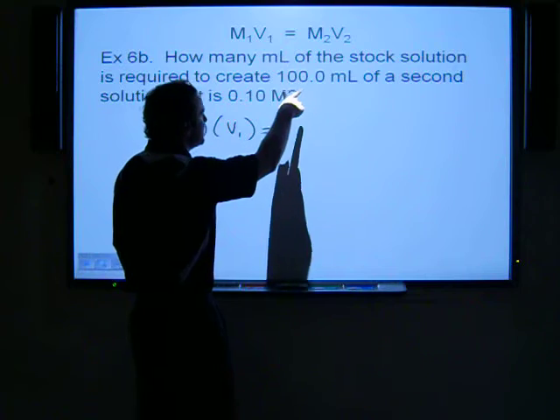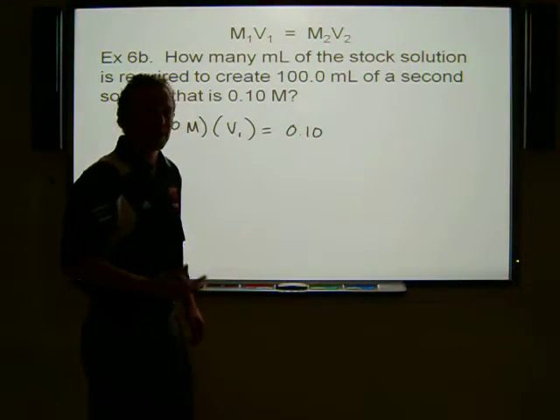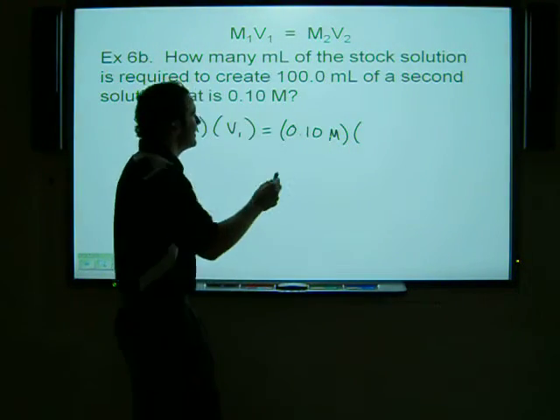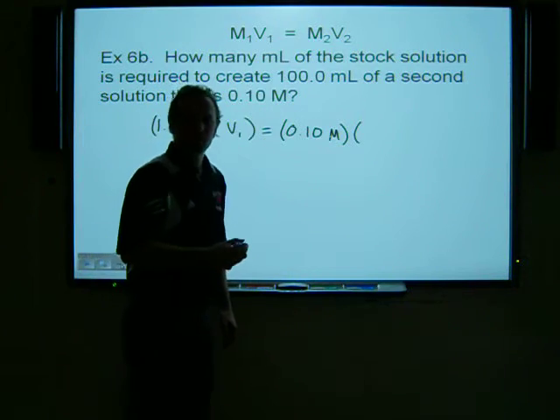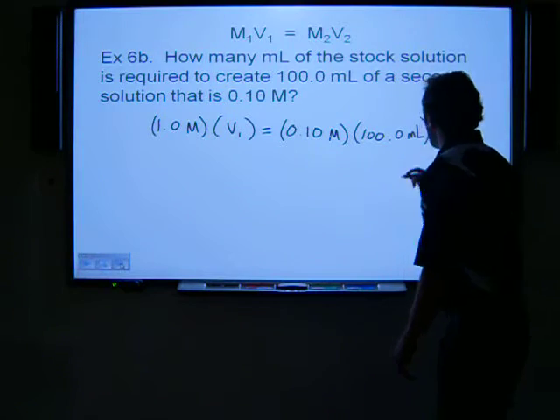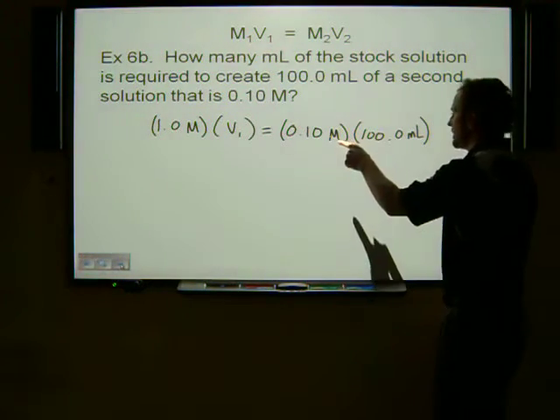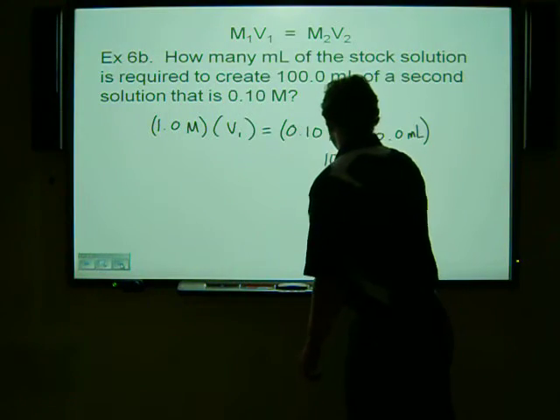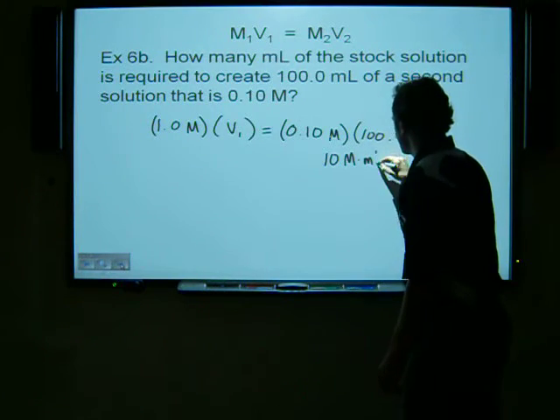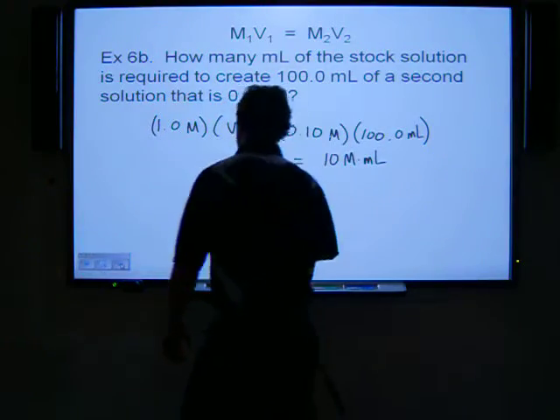Finally, I'm trying to create a 0.10 molar solution, so 1/10 of what we originally had. And this matters. I want 100.0 milliliters of it. All right, so there's my setup, and now it just solves the exact same way as before. 1/10 of 100 is 10, and let's keep the units. Molarity times milliliters. And this side, it just reduces.